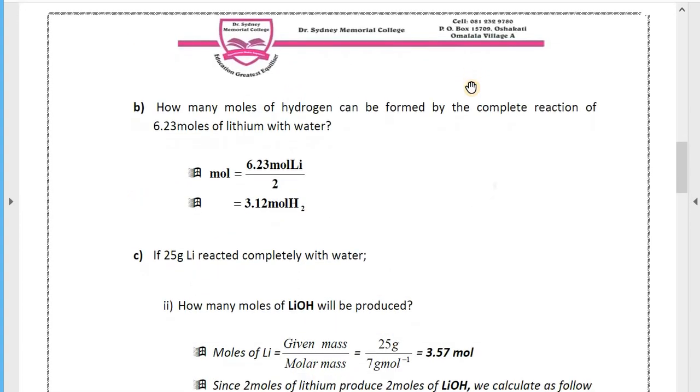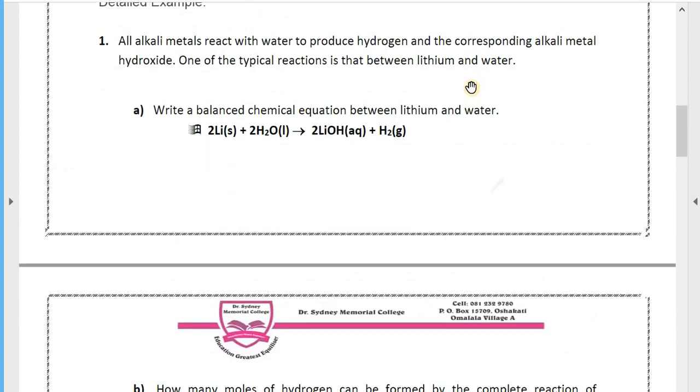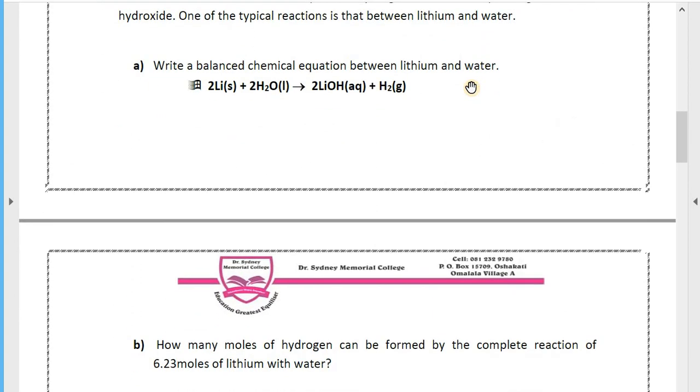The first thing that you should be able to do is to go back to your equation and ask yourself, on this equation, what is the reaction ratio? How many moles of hydrogen are produced by 2 moles of lithium? On this equation, we can see that 2 moles of lithium react to produce 1 mole of hydrogen. That's not 2 moles. That's 1 mole of hydrogen. Even though it says H2, because hydrogen exists as a diatomic gas, we know that H2 represents 1 mole of hydrogen. So this is only 1 mole of hydrogen.